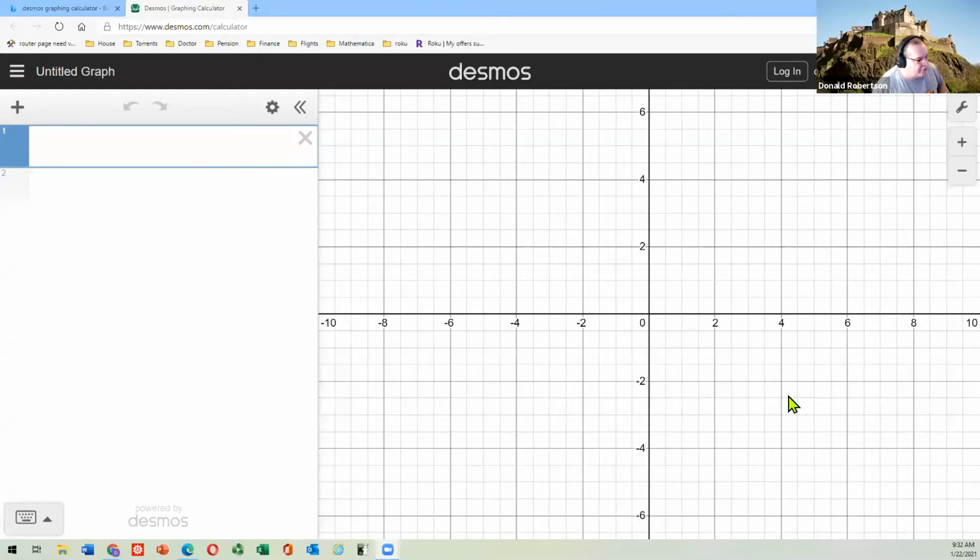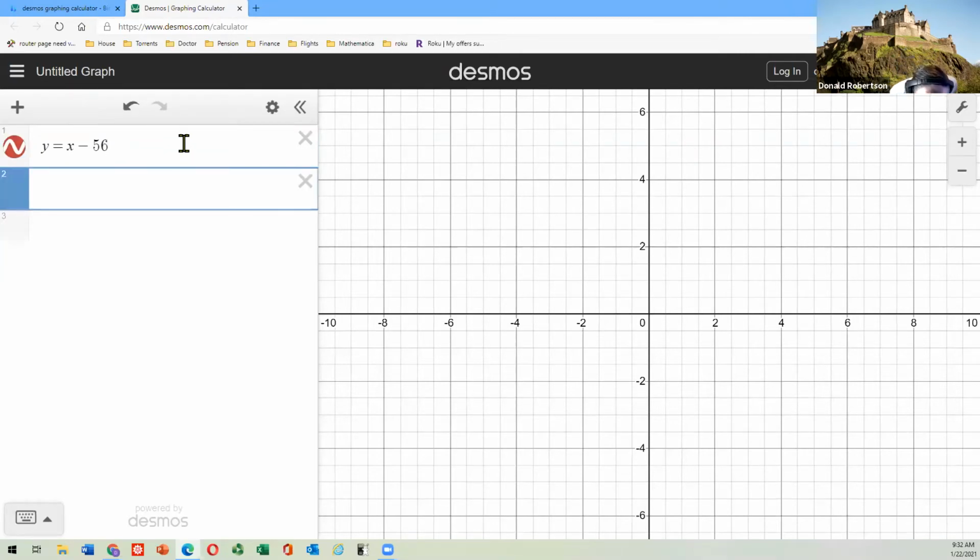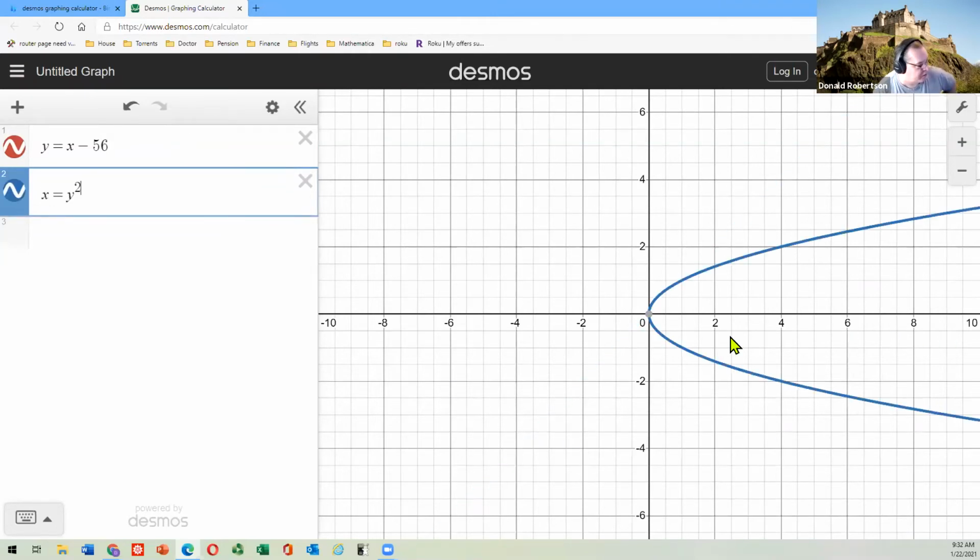Now, one of the things I can tell by my sketch is that this window is probably not going to be the correct one that I'm going to end up with, but I'm not going to worry about that quite yet. The two guys that we got, I'll do it the way the book had it in the question. It was y equals x take away 56, which is a straight line that doesn't even appear on this, but we'll fix that in a minute. And then we had x equals y squared, which at least I can see.